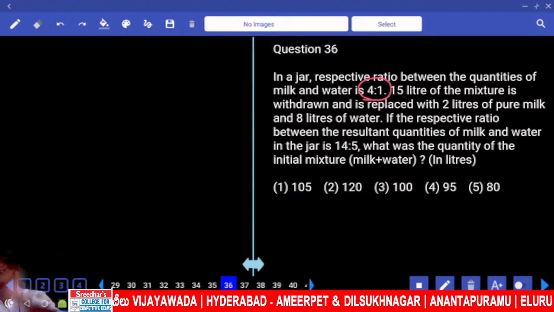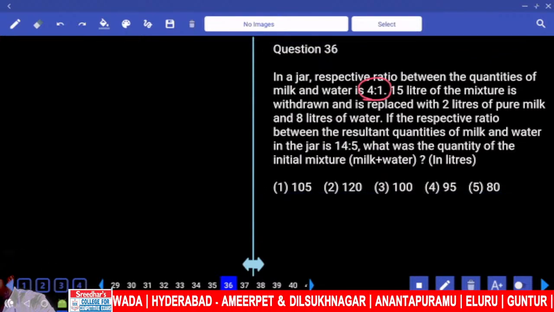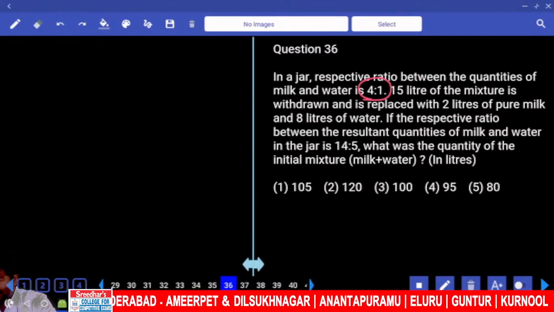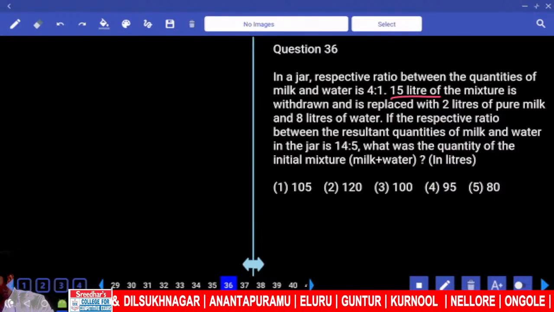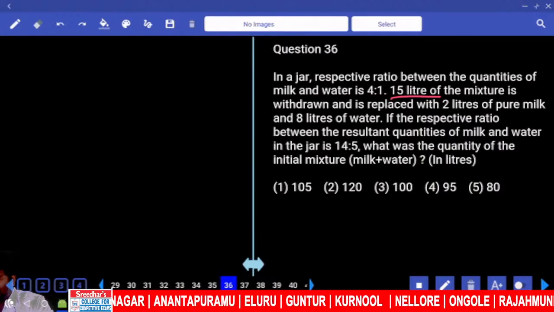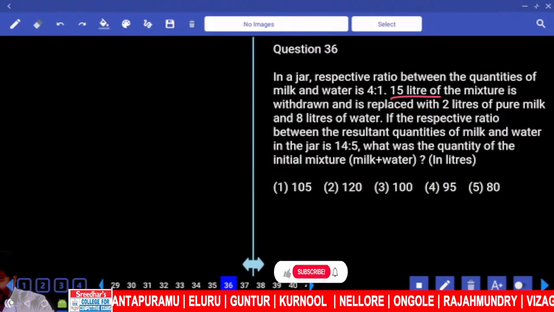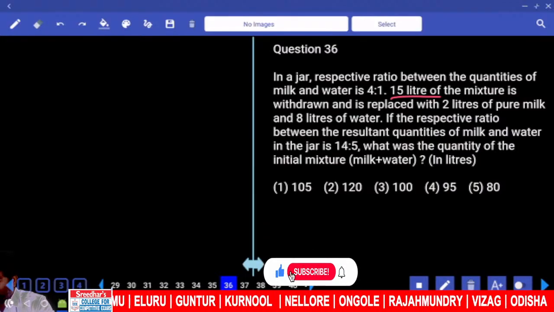Initial quantity, how many parts? Answer should be a multiple of 5. All are multiples of 5. Okay. 15 liters is taken out. Then how many liters added? 2 plus 8, 10 liters added. Final effect, 5 liters gone.